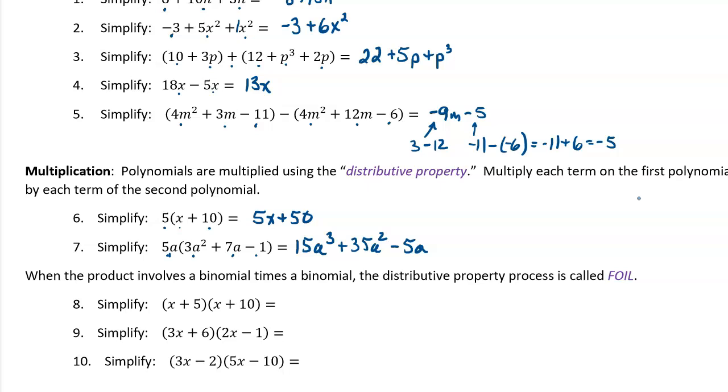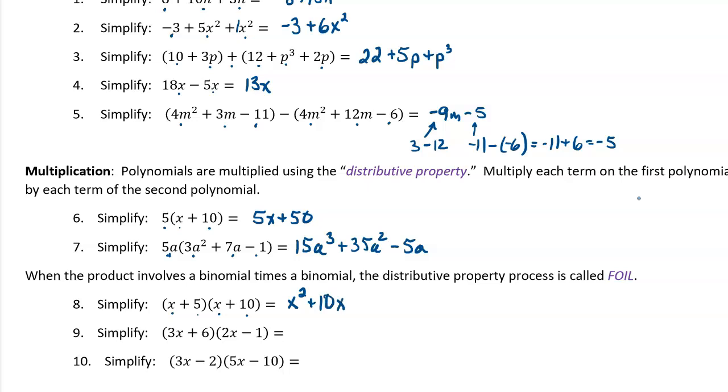When a product involves a binomial times a binomial, the distributive property process is called FOIL. First, outer, inner, last. There's 4 multiplications involved because each of the terms in the first binomial have to be multiplied by each of the terms in the second binomial. X times x is x squared. X times 10 is 10x.